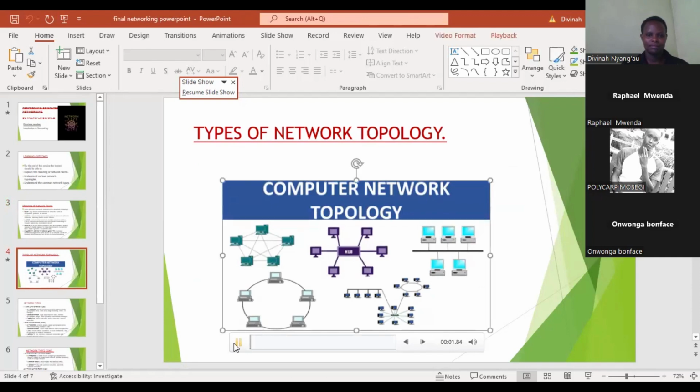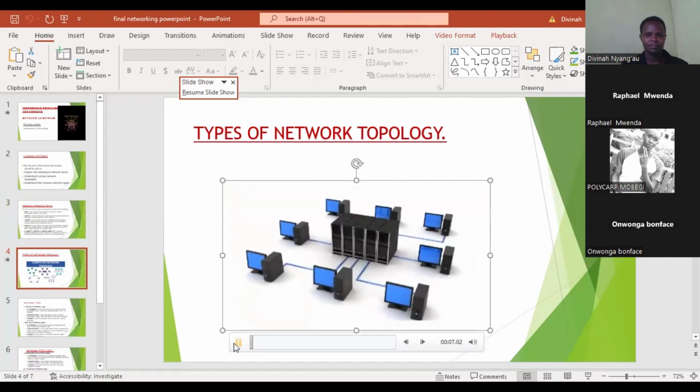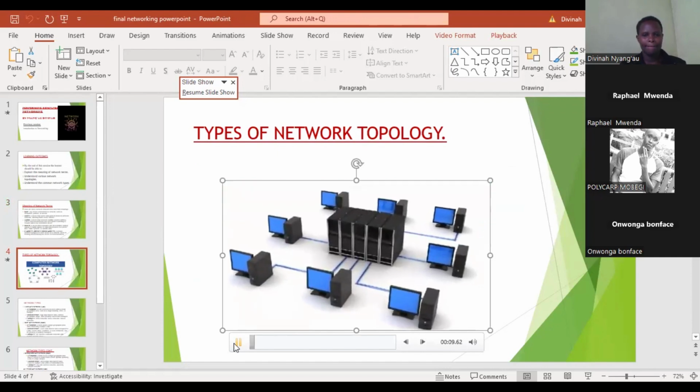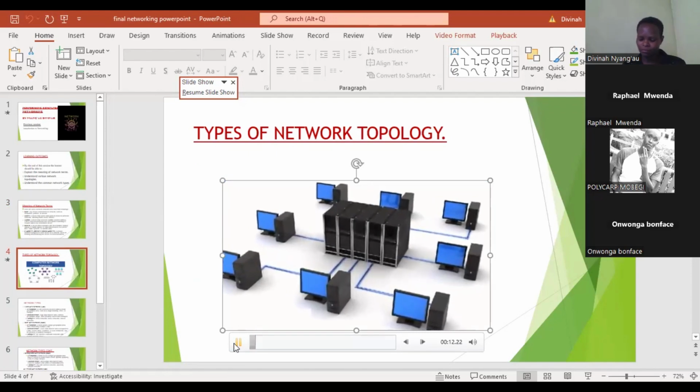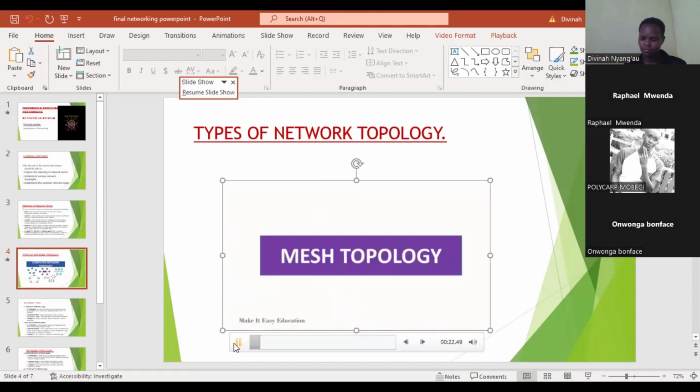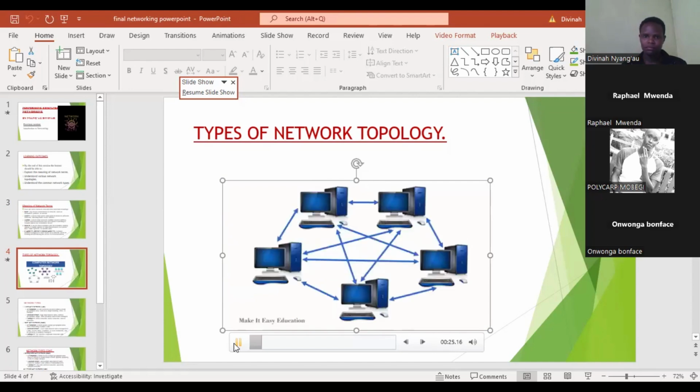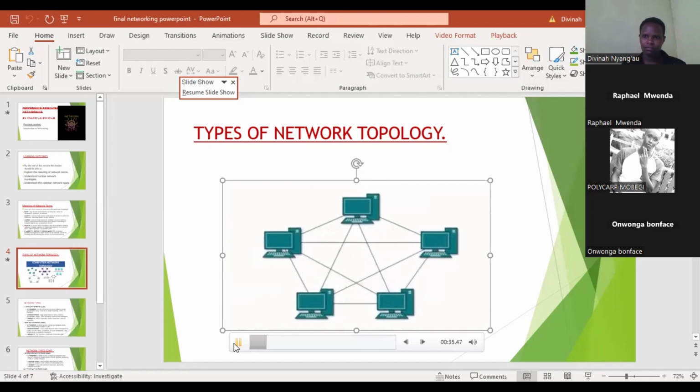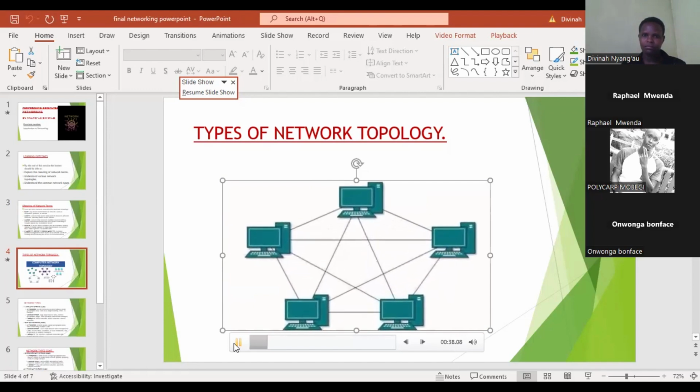Computer network topology. The arrangement of networks that represent how the computers are connected to each other is known as topology. There are 5 types of topology: mesh topology, star topology, bus topology, ring topology, and hybrid topology. Mesh topology. In mesh topology, each device is connected to every other device on the network through a dedicated point-to-point link. If there are n devices in the network, then each device must be connected with n-1 devices of the network.